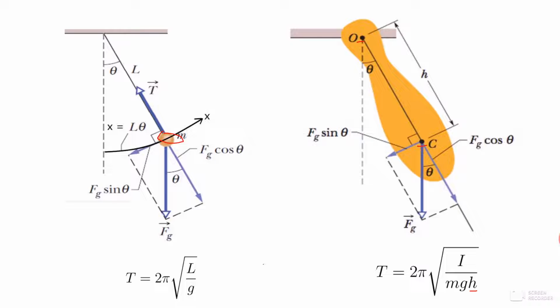equate them, we see that the length is equal to the inertia divided by mass times h. And as we can see, inertia, mass, and h are all constants. So therefore, this is like an effective length for the physical pendulum. It can be considered the length. So we replace this into the formula with the following formula.